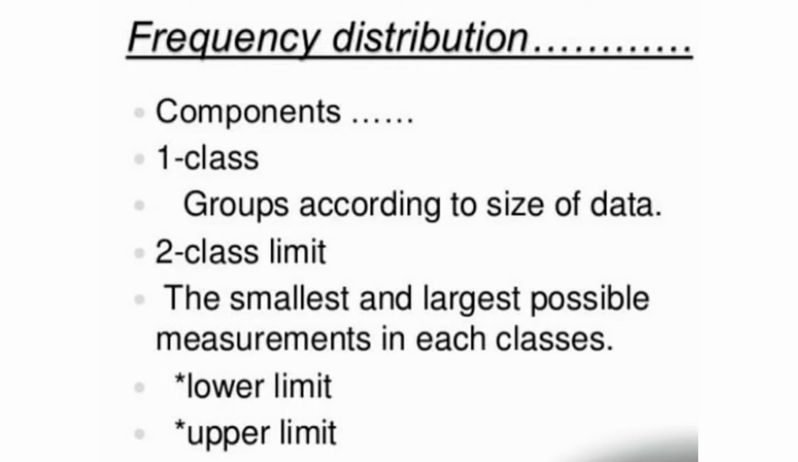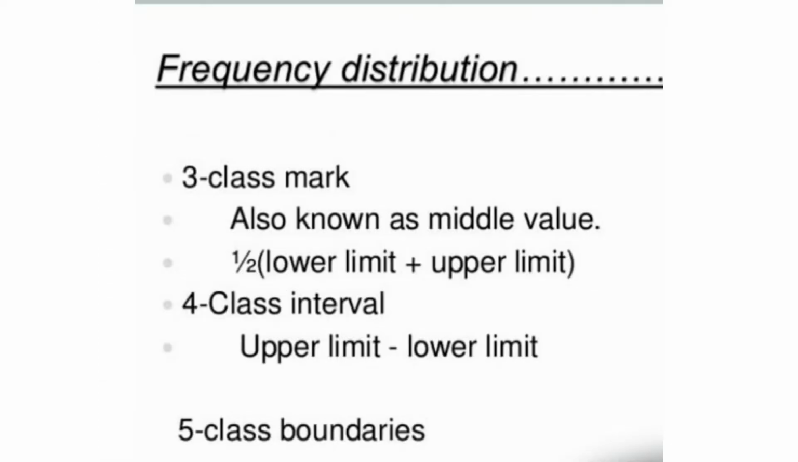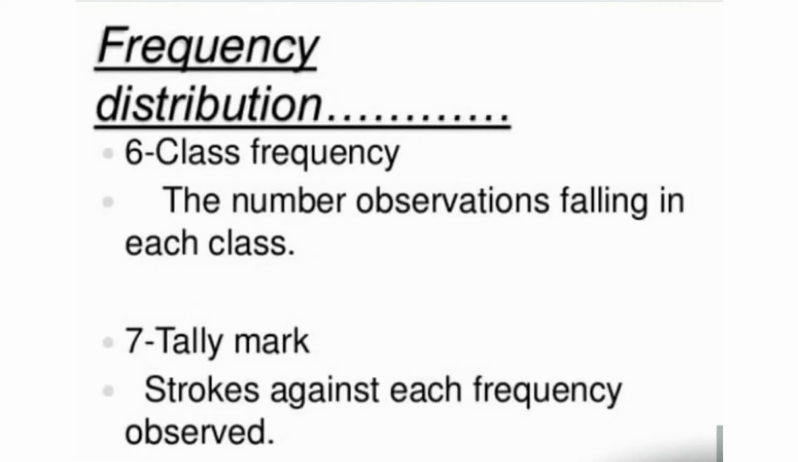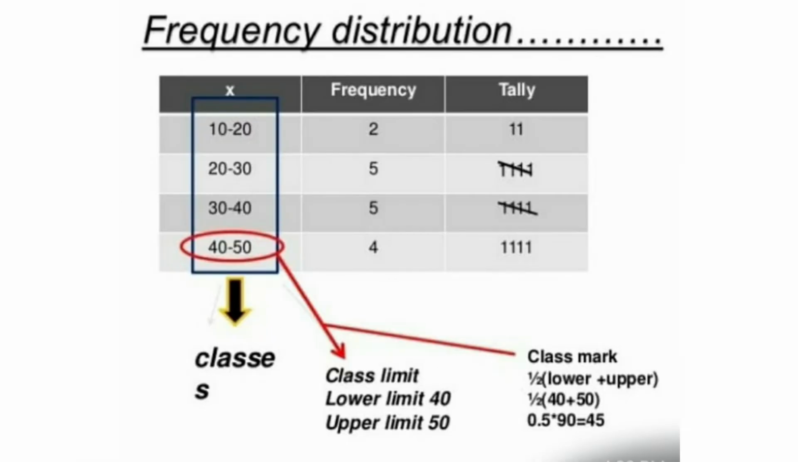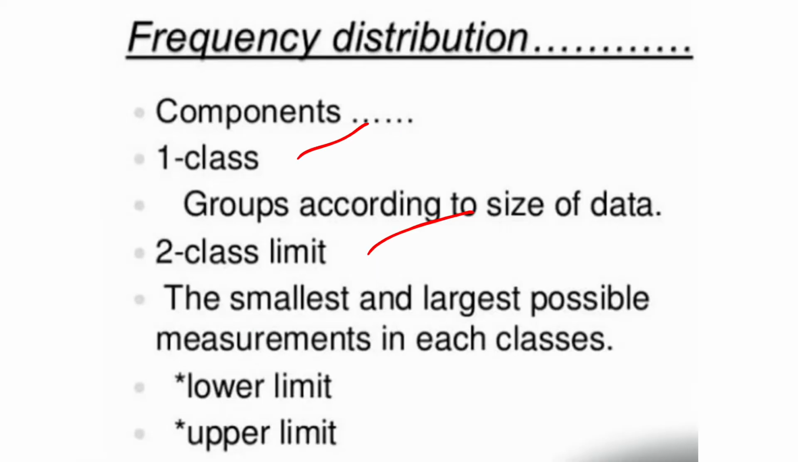Next we will move on to the components of frequency distribution table. Under that you have so many components. The first component is class, the second component is class limit, the third component is class mark, the fourth component is class interval, the fifth component is class boundaries, the sixth component is class frequency, and the seventh component is tally mark. Let's see one by one.